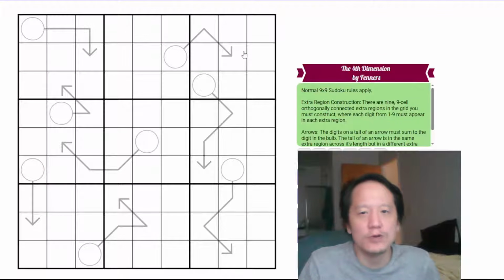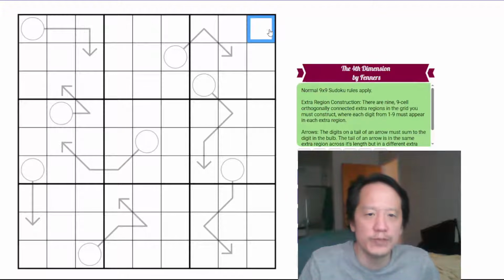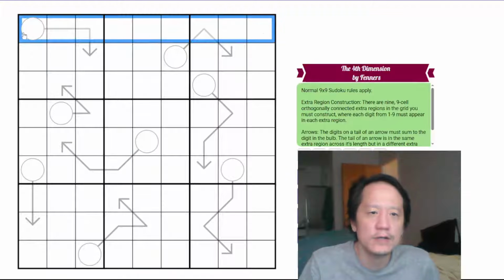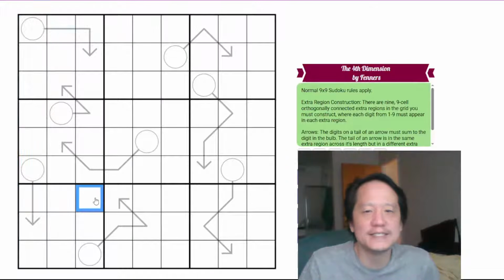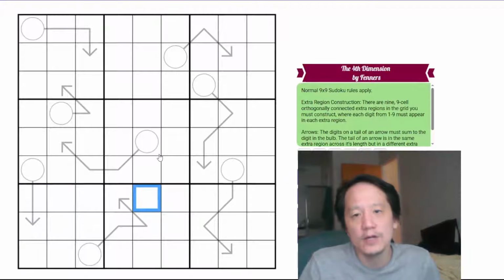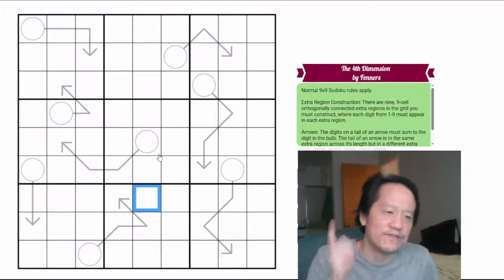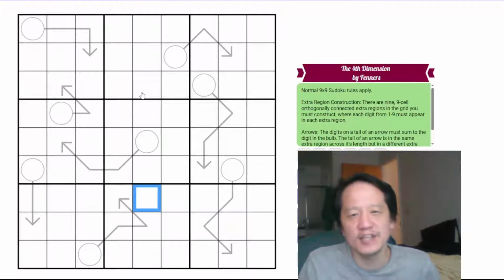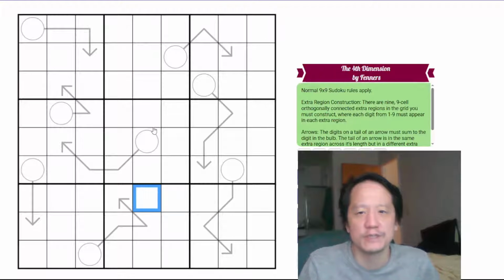We have normal 9 by 9 Sudoku rules apply, which means fill the entire grid with the digits 1 through 9 such that there are no repeats in any row, column, or designated 9-cell region. In these cases, boxes. We also have, and this is the fourth dimension, I guess, extra region construction.